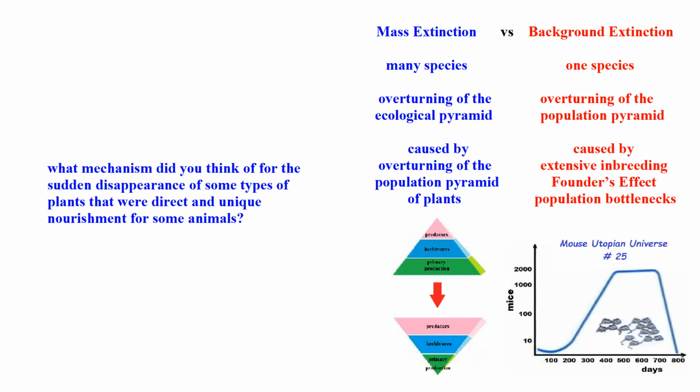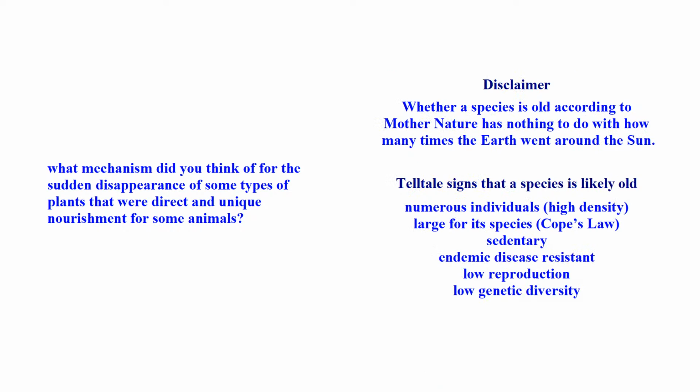And let me put this up here now. That's a little disclaimer for when we talk about the aging of a species. Whether a species is old according to Mother Nature has nothing to do with how many times the Earth went around the sun. It has to do with something else. And here are the telltale signs that a species is likely old. You'll note that all of these refer to man. Man is an old species.